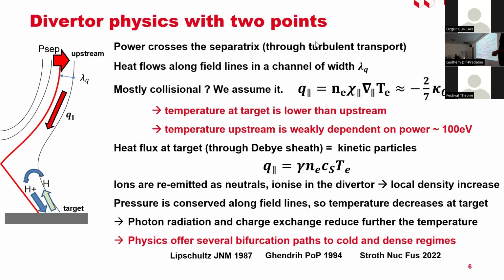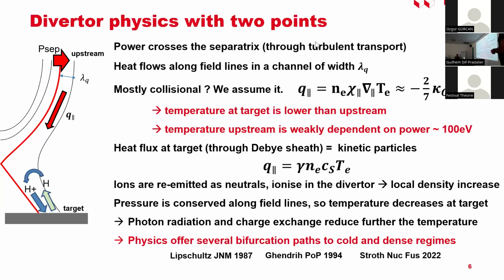Now what I want to say is that ions reaching the target get neutralized in the material and re-emitted as neutrals. So ions arriving here with a certain temperature deposit the heat in the target and are re-emitted as cold neutrals, and they re-ionize locally in the divertor. This costs energy by radiation and ionization, so it helps to reduce the heat flux to the target, but it also helps to increase the density locally.